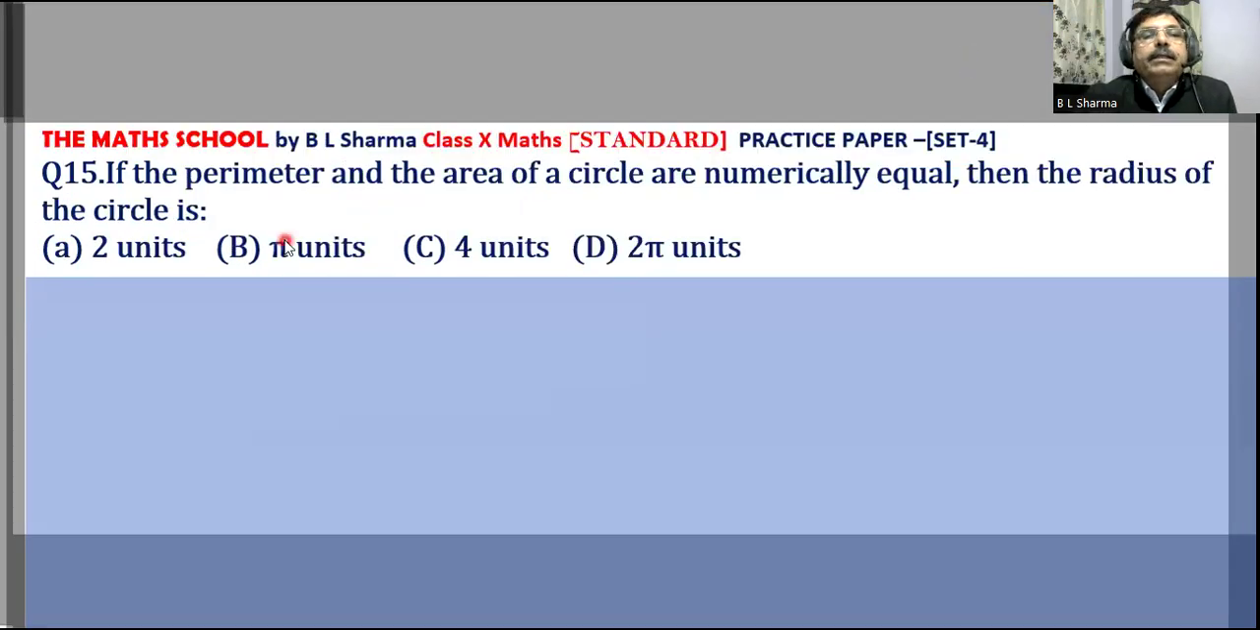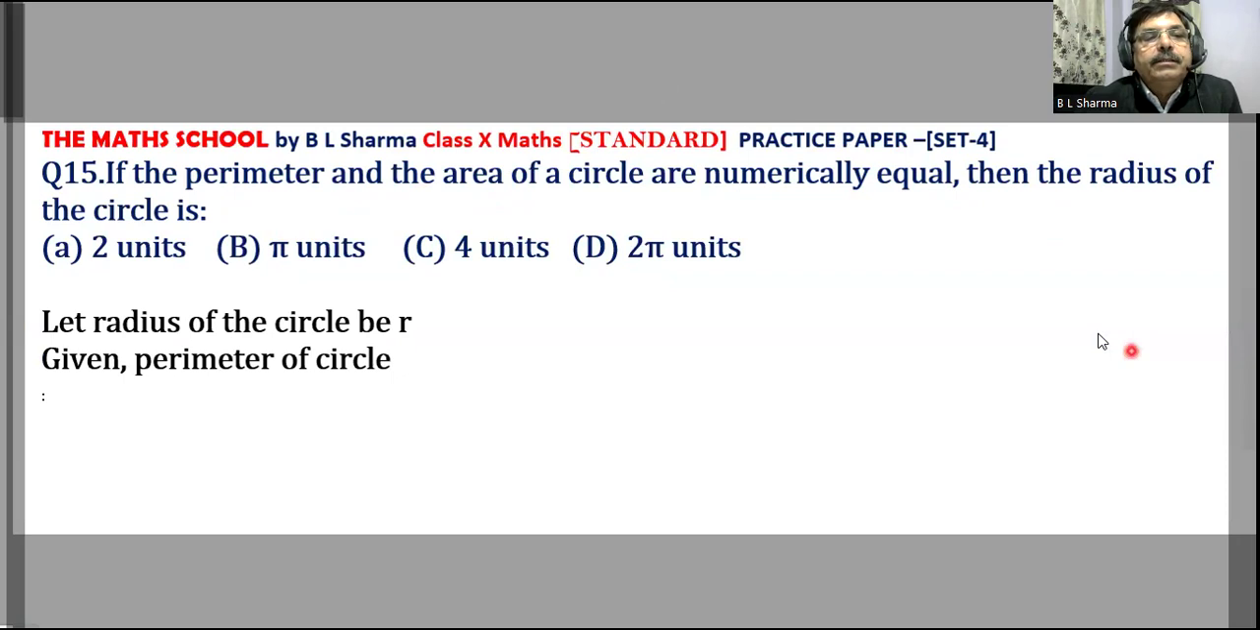If the perimeter and the area of a circle are numerically equal, then the radius of the circle is? For a circle, the perimeter, meaning circumference, and the area are equal, then what is the radius of the circle? This is our question. Let the radius of the circle be r. The perimeter of the circle is equal to the area of the circle, it is given. Perimeter of circle is 2 pi r and area of circle is pi r square. Cancel pi and pi, r by r. So what will be the value of r? The value of r will be 2, so it will be 2 units. This is the answer.